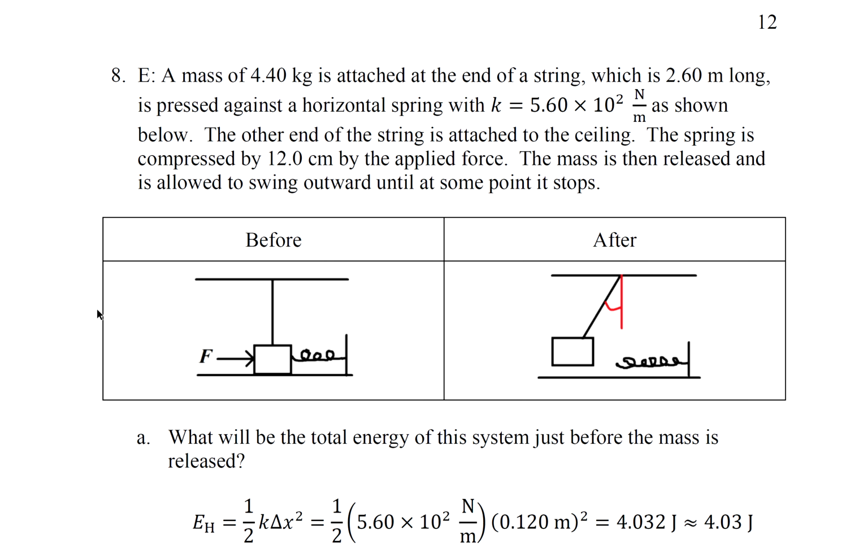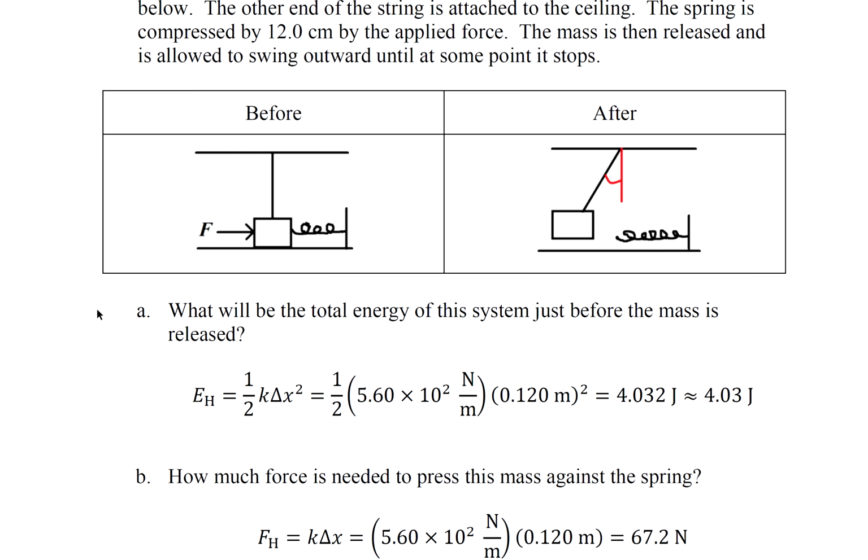Question 8. A mass of 4.4 kilograms is attached at the end of a string which is 2.6 meters long, is pressed against a horizontal spring with K equals 5.6 times 10 to the 2 newtons over meters as shown below. The other end of the string is attached to the ceiling. The spring is compressed by 12 centimeters by the applied force. The mass is then released and is allowed to swing outward until at some point it stops.